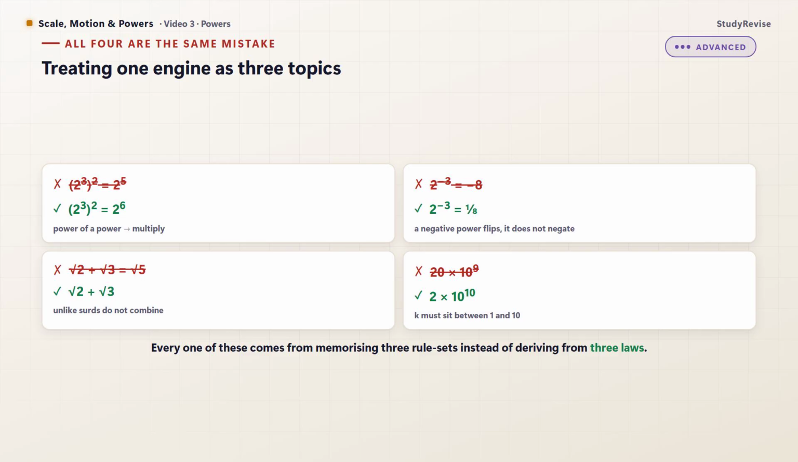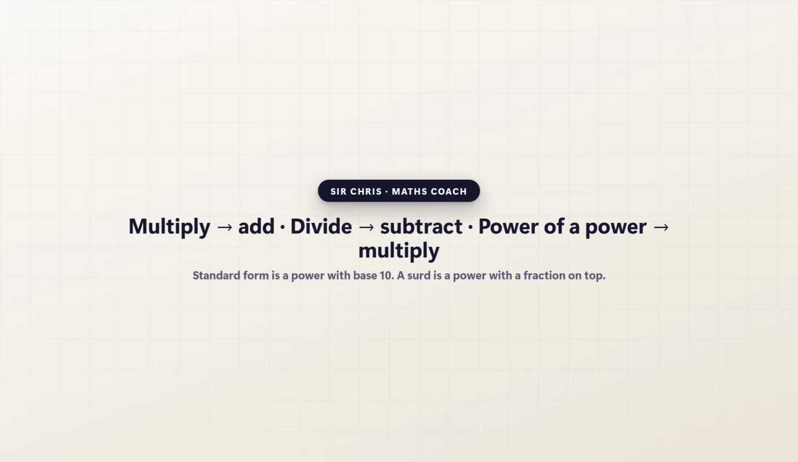All 4 come from treating these as 3 memorized topics instead of 1 engine, which is exactly what they are not. So, powers, and the two topics that were secretly powers all along. Standard form is an index with the base nailed to 10. A surd is an index with a fraction on top.